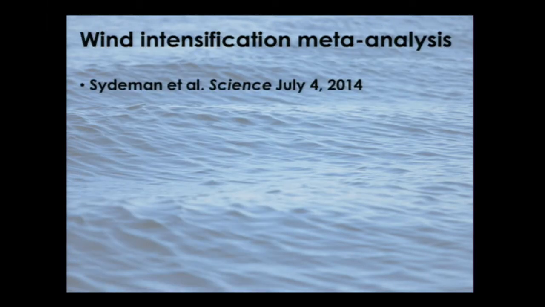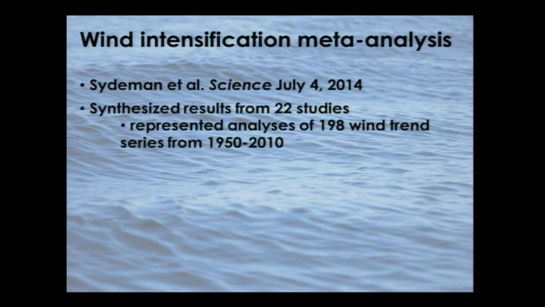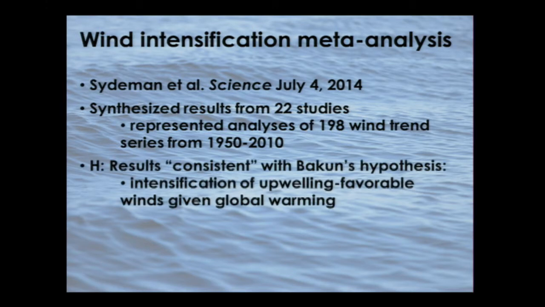The study that I'm here to tell you about today was a meta-analysis that we published this year. A meta-analysis means that we did not test the winds or the upwelling. We looked at other studies that tested those things. So we synthesized results from 22 studies that were published between 1990 and 2013, I believe, with data from 1950 to 2010, and that was 198 wind trends that we analyzed. So again, we're looking at winds, and we're using winds to say something about upwelling.